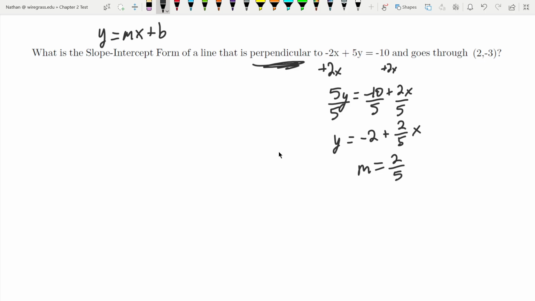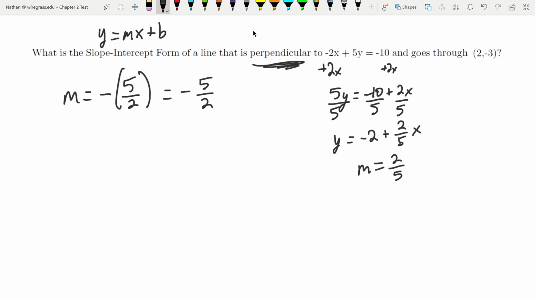The slope of our line is going to be the negative reciprocal because it's perpendicular. So our slope is going to be the negative, and then we're going to flip this thing. So instead of 2/5, it's going to be 5/2. So we're going to have just negative 5/2 for our slope. So we have the slope, and we have a point that goes through it.